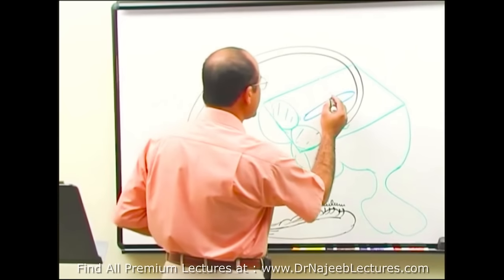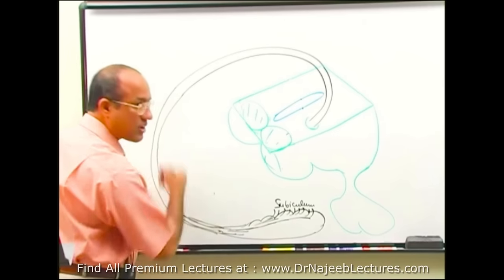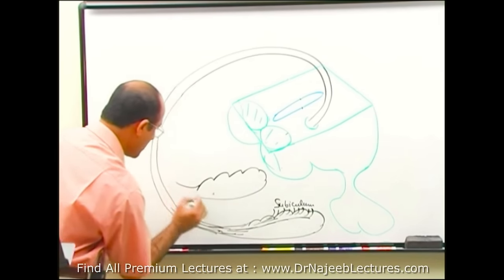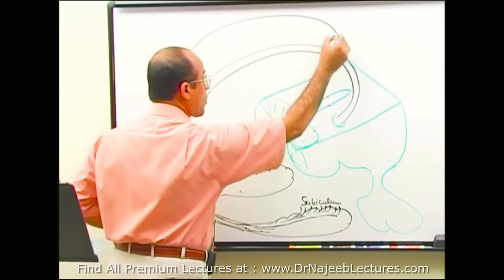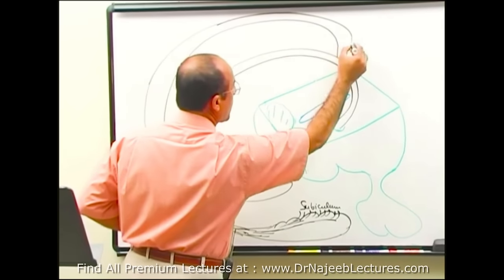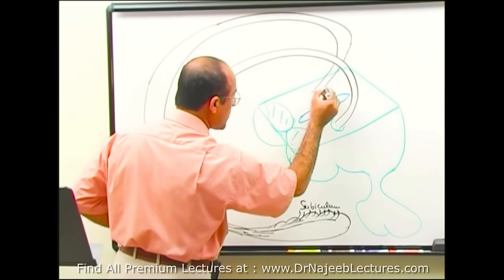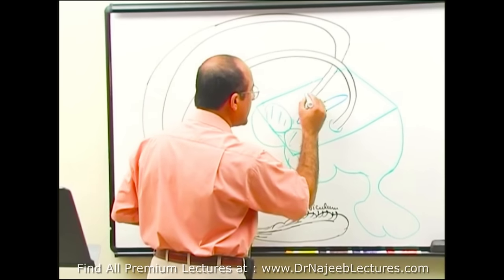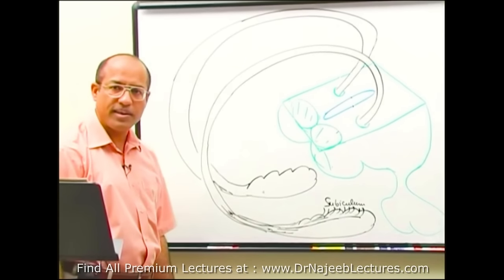Is that right? And in the same way, this was the right fornical system, there is also, yes, left fornical system. And it embeds in which hypothalamus? Left side of the hypothalamus. Is this structure clear to your mind?